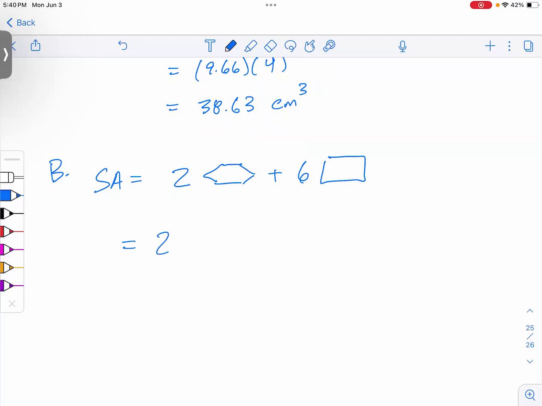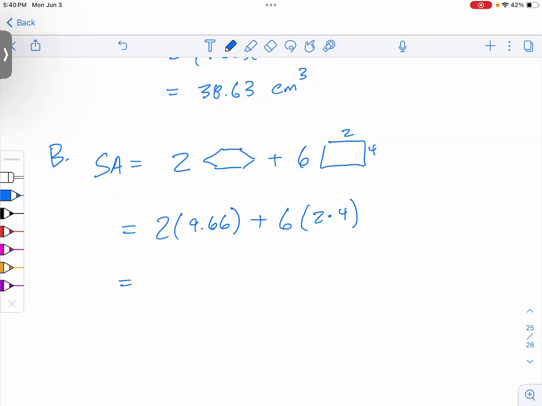So we have 2 times our 9.66 plus 6 times 2 times 4, which is the area of each of those rectangles, which then gives us a surface area of 67.32 centimeters squared. And that's the general concept of surface area. Looking at each shape individually, if you don't have a nice formula.